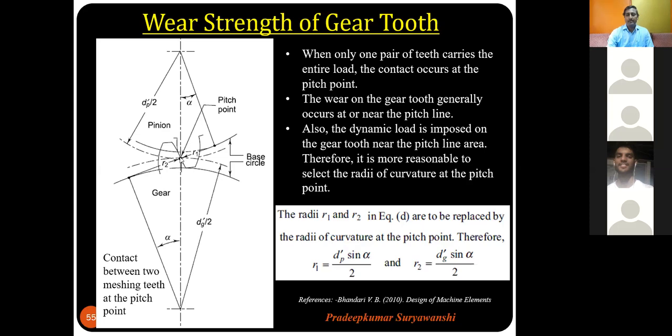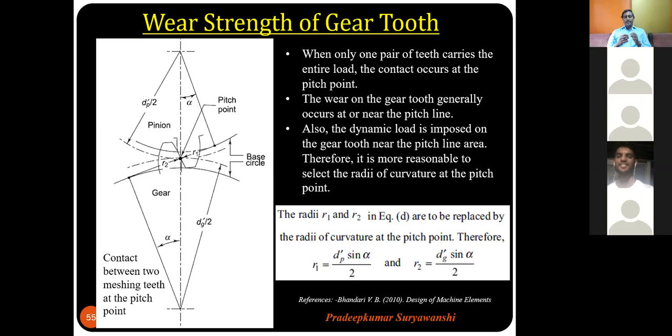Are you with me in this? Because here we are correlating contacting surfaces, and how we are going to accommodate that contact stress in the analysis of wear strength of the gear tooth. Once again I repeat, at the pitch point we are assuming that the surface pitting or surface failure is going to happen near the pitch point, because the tooth profile is involute.